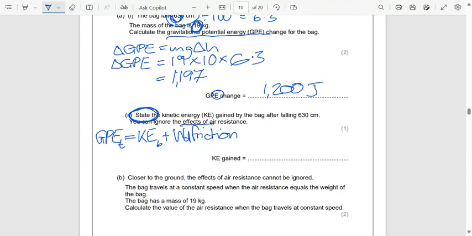But it says that we can ignore the effects of air resistance, so this term just disappears, right? And now we see why we could just write it down, because the GPE at the top is equal to the KE at the bottom. So we can just write it down, 1,200 joules.